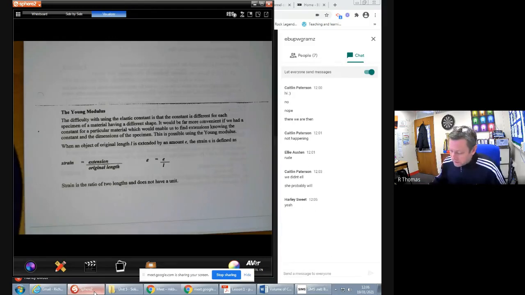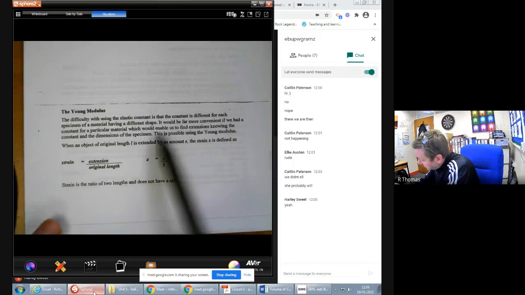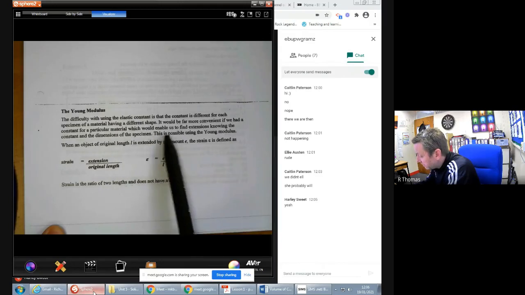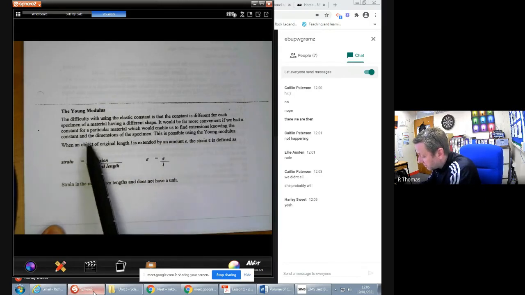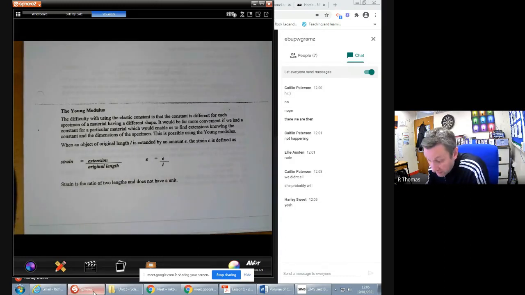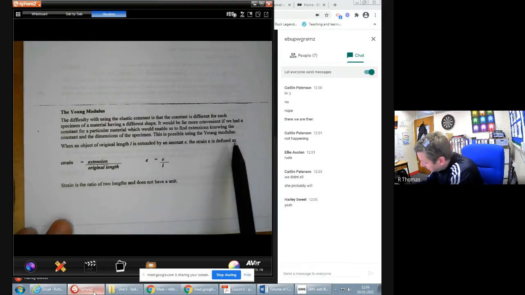So we need some way of getting a spring constant for a certain type of material independent of its dimensions. And that thing is what's called the Young modulus. I'll just read the sentence here. It would be far more convenient if we had a constant for a particular material which would enable us to find extensions knowing the constant and the dimensions of the specimen. And when I say dimensions, we mean its length, its radius, its cross-sectional area, those kinds of things.